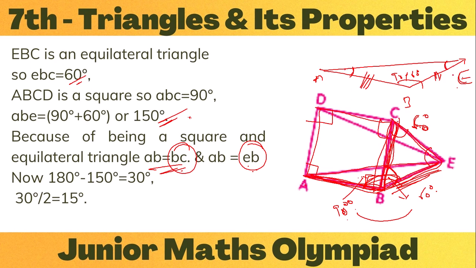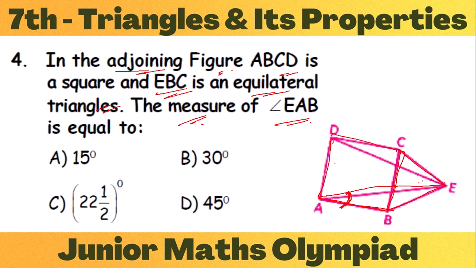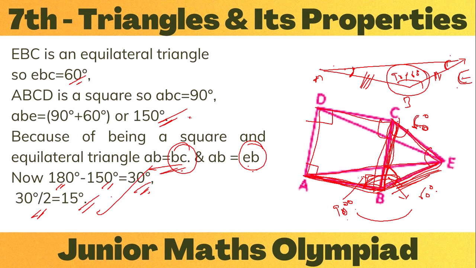But in a triangle, the sum of three angles is 180. Out of 180, already 150 is gone. So the remaining two angles sum equal to 180 minus 150, which is equal to 30. But in that 30, these two parts are equal. So each part will be 30 by 2, which is equal to 15 degrees. So here the measure is 15 degrees. Option A is correct.